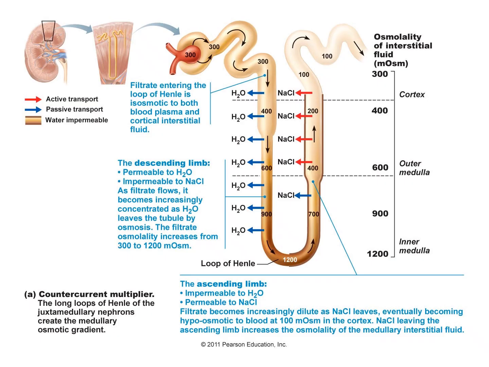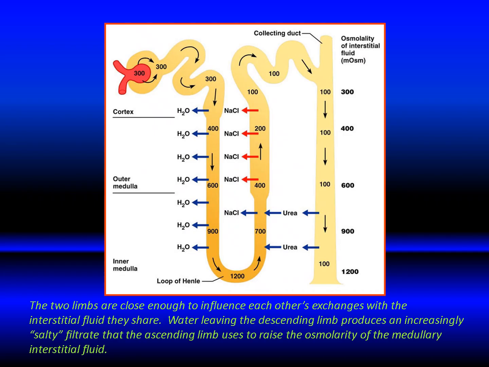The ascending limb is impermeable to water, but permeable to NaCl. Therefore, the filtrate becomes increasingly dilute as NaCl leaves, eventually becoming hypoosmotic to blood, 100 mosm, upon reaching the renal cortex. NaCl is actively pumped out of the tubular fluid as it ascends, because the fluid is becoming less and less concentrated. In other words, it's the active transport of NaCl by the ascending limb that sets the stage for the osmolarity gradient.